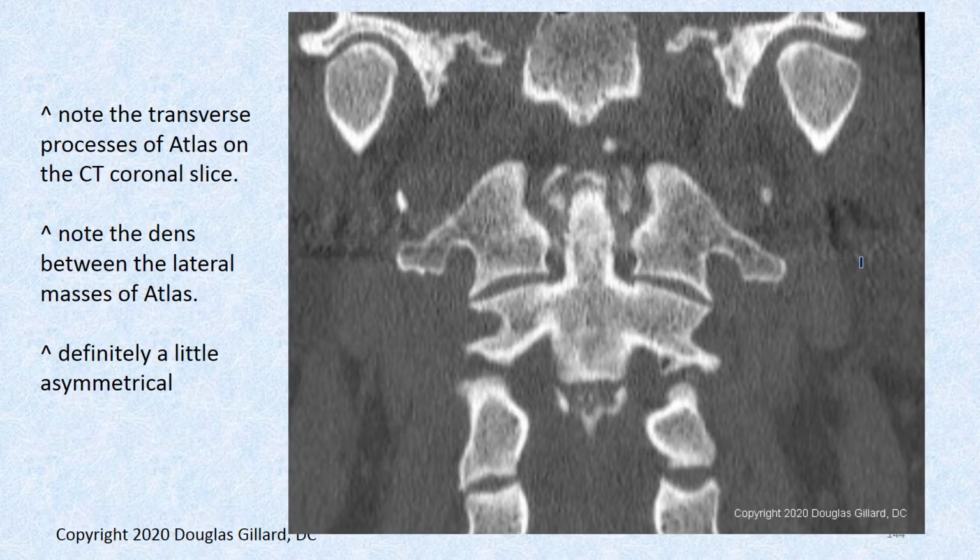There's a nice CT slice, coronal slice, right through the dens. Very cool. Now we can see the lateral masses of atlas really nicely. I could draw the line, it would be right about here. That's the pars interarticularis. This would all be superior articular process of the lateral mass, inferior articular process of the lateral mass. Dens is in the middle. And look at the transverse processes. This one's kind of long and sticking out further. This one's kind of bent a little bit. So definitely some weirdness going on there.